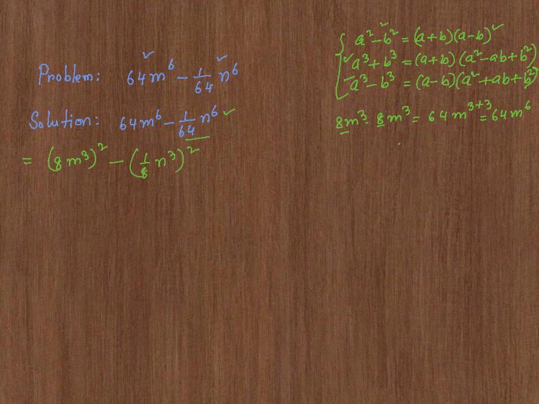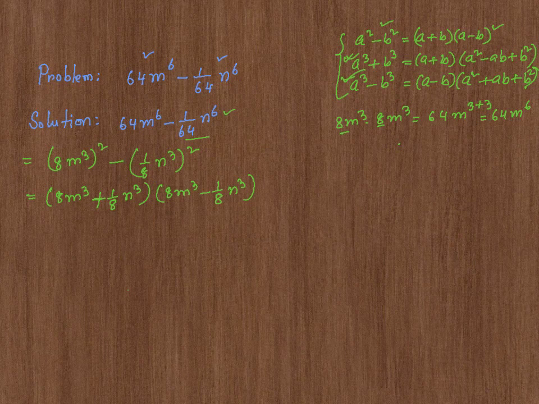Now I can use the difference of squares formula and rewrite it as this: 8m cube plus 1 over 8n cube, and 8m cube minus 1 over 8n cube. Now I have two factors. However, these two factors can be factored further using the sum of cubes formula and the difference of cubes formula. So let's go ahead and use them.